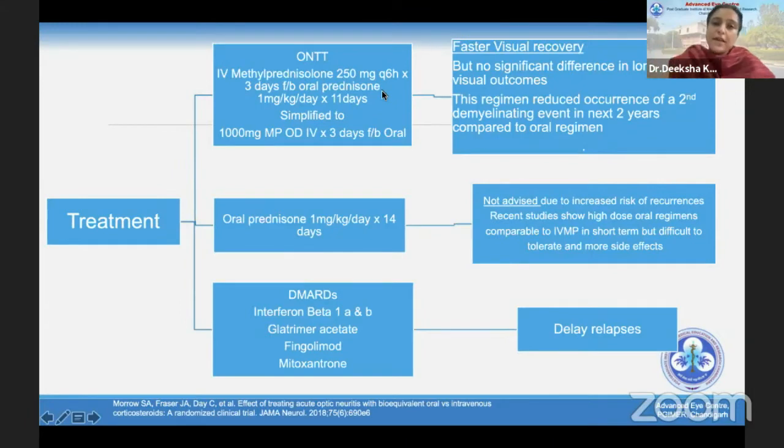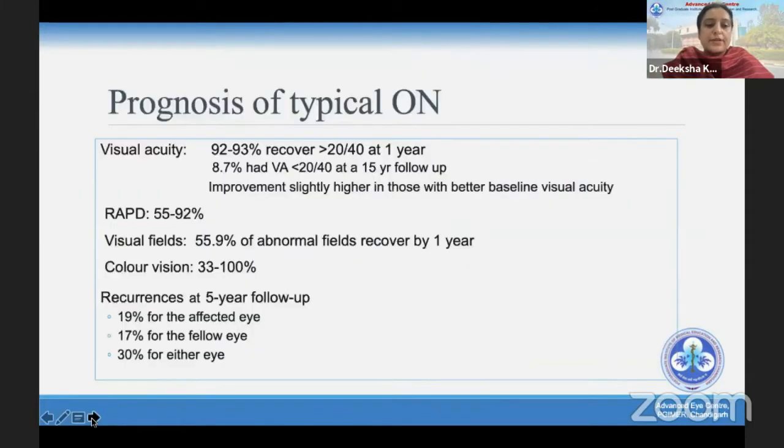How does IV help? It offers faster visual recovery. However, there is no significant difference in the long-term visual outcomes. This regimen reduces the risk of a recurrence in the first 2 years, but not after that. Oral prednisolone is not recommended due to increased risk of recurrences. And for MS, we have to take into account the disease-modifying agents, which include interferon beta 1a and 1b, glatiramer acetate, fingolimod, and mitoxantrone.